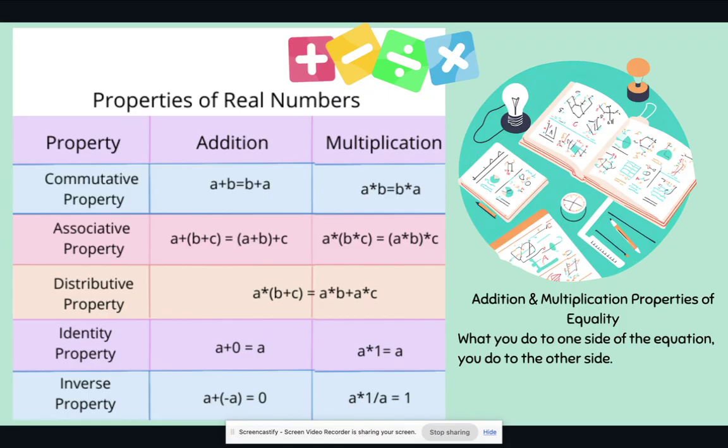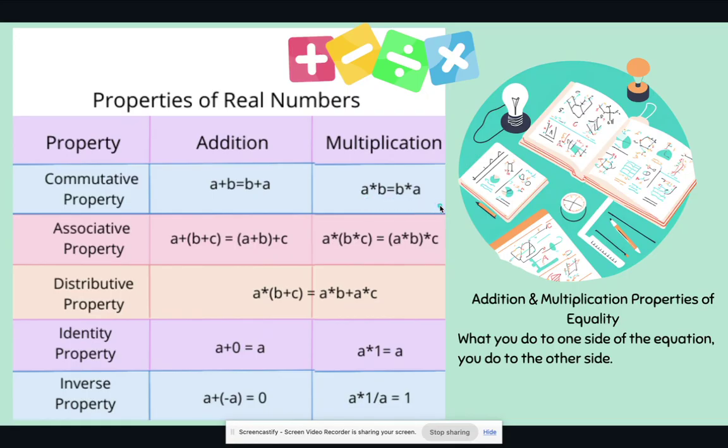The commutative property of addition tells you that a plus b equals b plus a. You can switch the order in which you add something and it doesn't change its value. So like 7 plus 1 equals 1 plus 7. The commutative property of multiplication does the same thing except we're multiplying. A times b equals b times a.